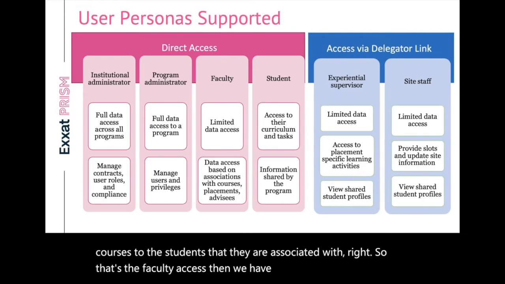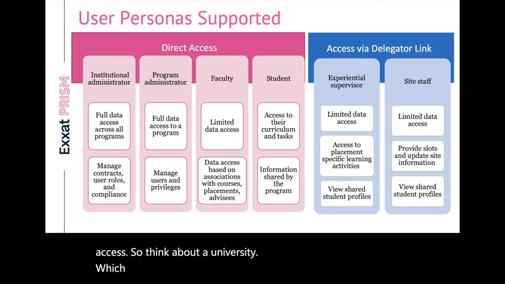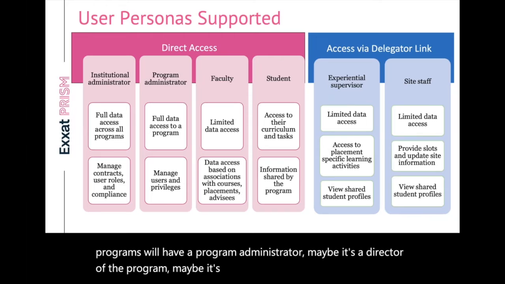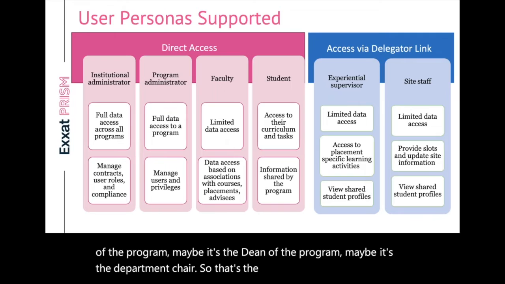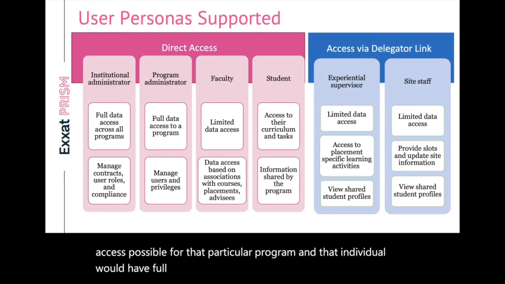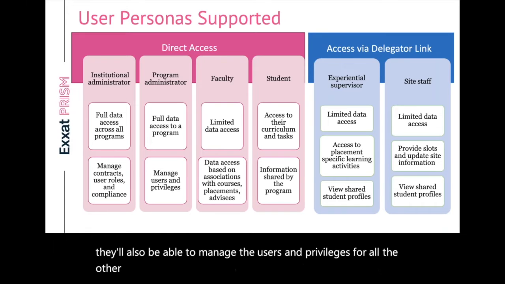Then we have the program administrator access. So think about a university which has multiple programs, PT, OT, PA, nursing. Each of those programs will have a program administrator. Maybe it's a director of the program, maybe it's the dean of the program, maybe it's the department chair. That's the highest access possible for that particular program, and that individual would have full access to the entire data set of the program. And they'll also be able to manage the users and privileges for all the other users of that program.